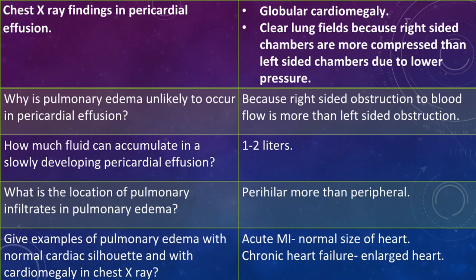How much fluid can accumulate in a slowly developing pericardial effusion? 1 to 2 liters. What is the location of pulmonary infiltrates in pulmonary edema? Peripheral more than peripheral. Give examples of pulmonary edema with normal cardiac silhouette and with cardiomegaly in chest X-ray. Acute MI, normal size of heart. Chronic heart failure, enlarged heart.